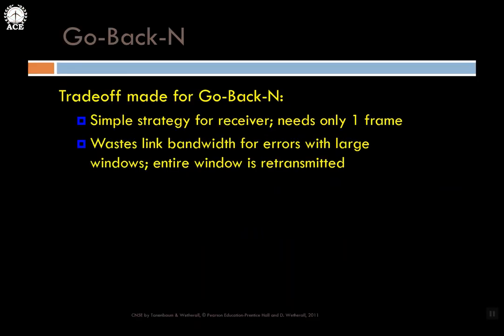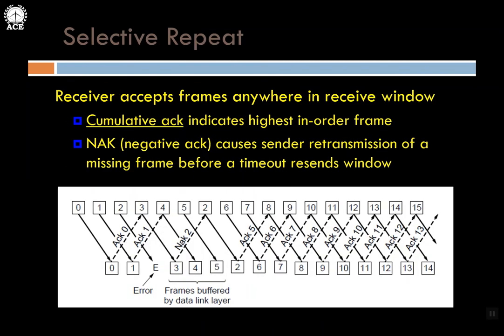Please follow me. What is the trade-off made for go back N? Simple strategy for the receiver, it needs only 1 frame buffer, but that will waste the bandwidth. I have already told you. So look at selective repeat, what is happening. The same scenario, this is the sender, this is the receiver. Cumulative acknowledgement indicates the highest in-order frame received, and NAK means negative acknowledgement. Like the earlier occasion, it sends 0 accept, 1 accept, 2 was in error. But here the receiver window size is greater than 1, so it is accepting 3, 4, 5. Earlier this was not getting accepted. Now it is getting accepted because it has sufficient buffer.